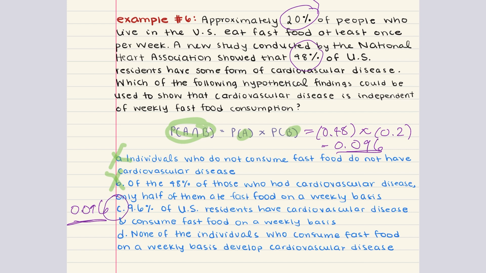Let's still work through D. D says none of the individuals who consume fast food on a weekly basis develop cardiovascular disease. So this suggests a complete absence of overlap between the two events, which indicates a strong negative dependence. Independence requires that the occurrence of one event doesn't affect the probability of the other. So this statement contradicts the requirement and is therefore incorrect. Once again, 6 is C.